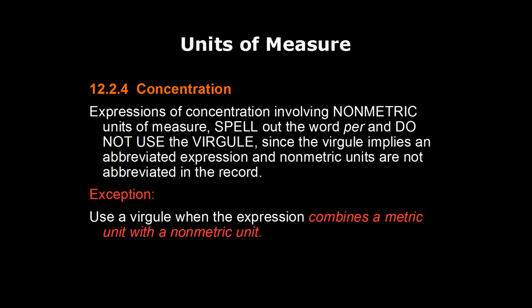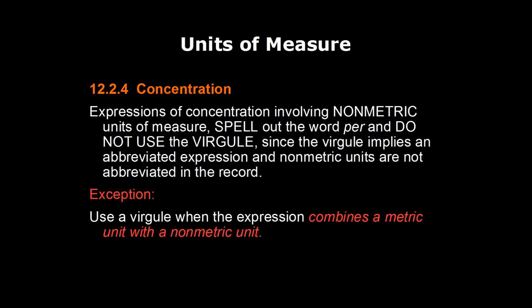Okay, well, that is really hard to figure out in your head. Let's read it one more time, and then we're going to go to some examples. So, expressions of concentration involving non-metric units of measure, spell out per, and do not use the virgule. Okay, so that's saying the same thing. So we just have to, non-metric units of measure, you spell out per. That's it. That's all we have to remember at this very moment. Except when it says the exception.